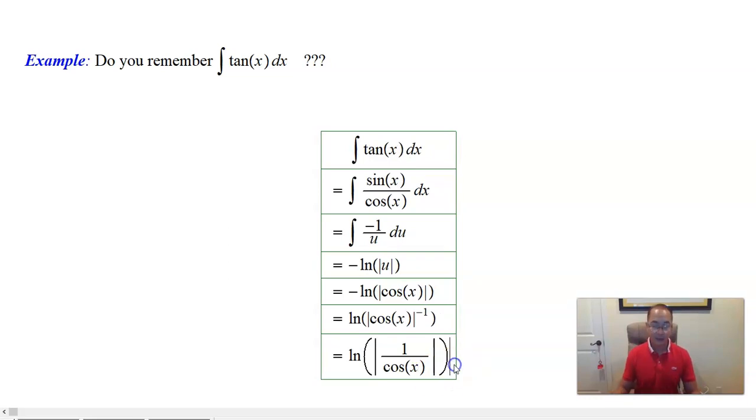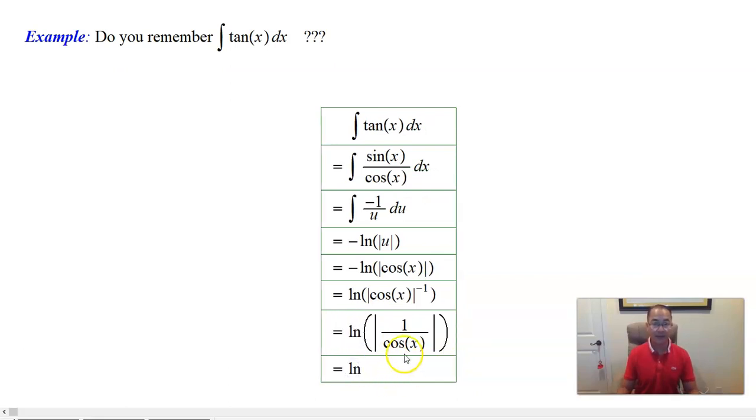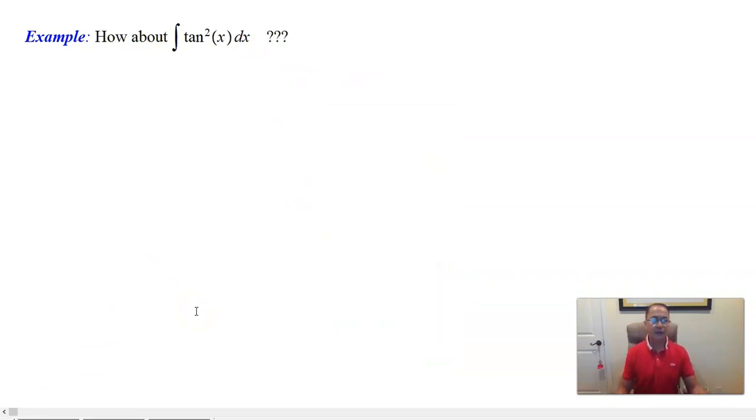And what is a shorter way to write 1 over cosine x? It is the ln of x. Okay, I'm sorry, I was thinking of the ln. It is secant of x. So, ln of secant of x. All right, so that is our formula for the integral of tangent. Now everyone remembers. It is the ln of secant x, plus c, of course.